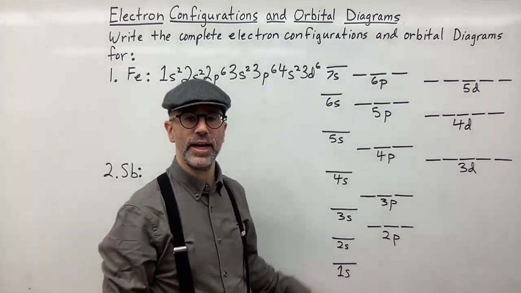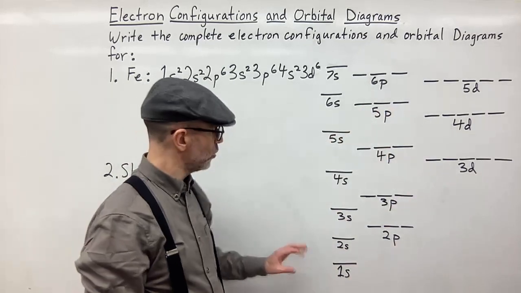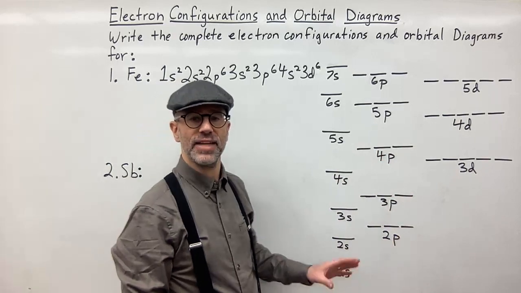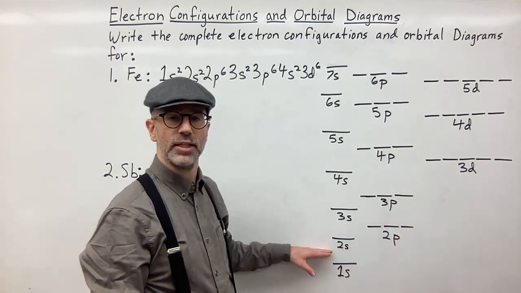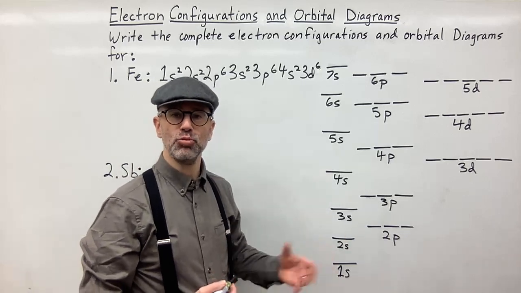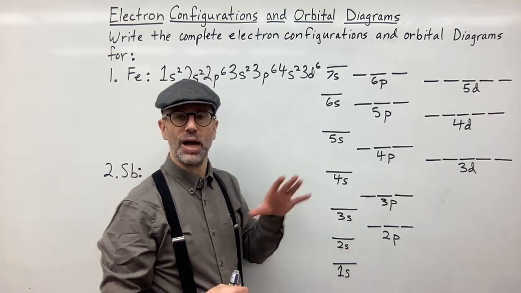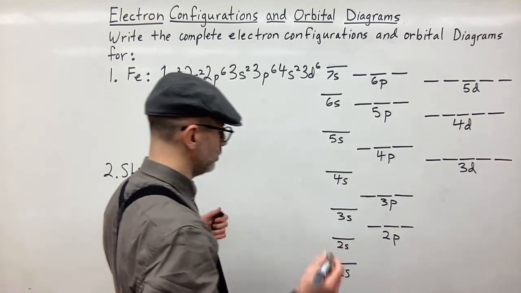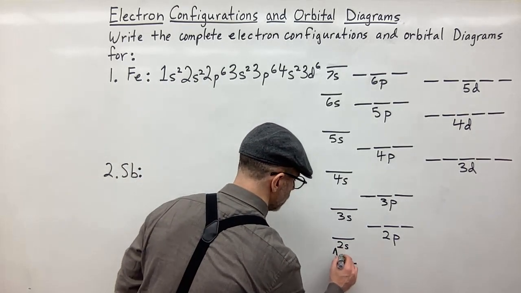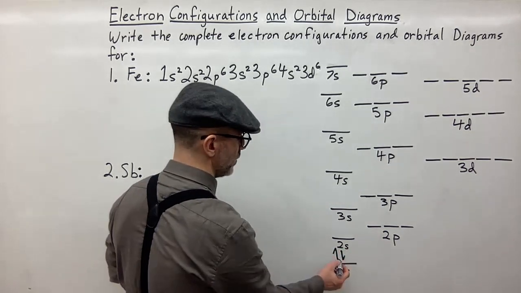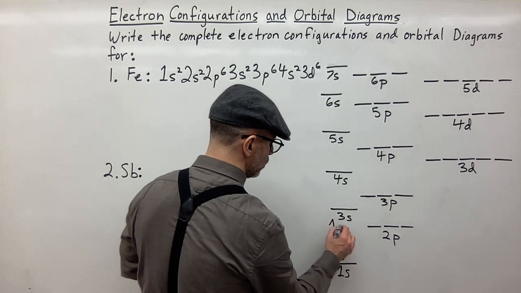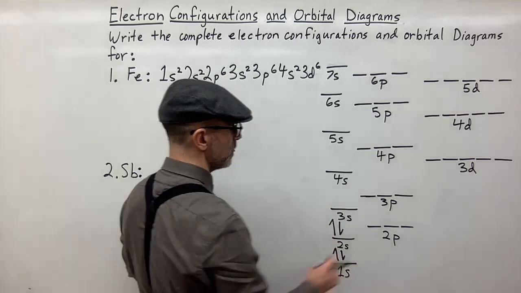Okay, so now that I have my corrected orbital diagram, all we need to do now is add electrons to the orbital diagram. We're going to follow the same rules: Hund's rule, Pauli exclusion principle, Aufbau principle. So I'm going to start here. The 1s orbital gets 2 electrons, spin up, spin down. Next one is the 2s. That orbital gets 2 electrons, spin up, spin down.